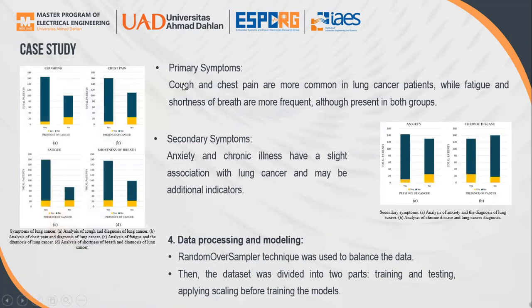Primary symptoms: cough and chest pain are more common in lung cancer patients, while fatigue and shortness of breath are more frequent, although present in both groups. Secondary symptoms: anxiety and chronic illness have a slight association with lung cancer and may be additional indicators.